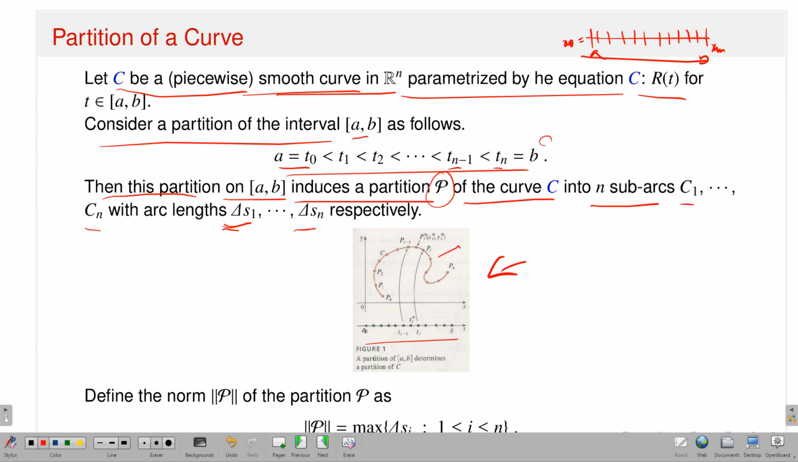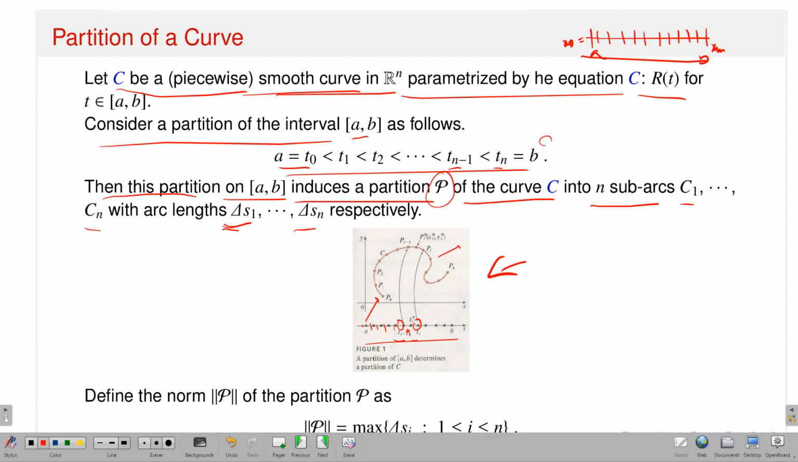How? Because a partition of the closed interval a to b means these points t0, t1, t2, and so on. I am writing this is t i minus 1, this is t i, and this is a point in between, t i star. Now, once I have a point in the closed interval a to b, what is the corresponding image? Corresponding to a, the image is p naught, that means R of a.